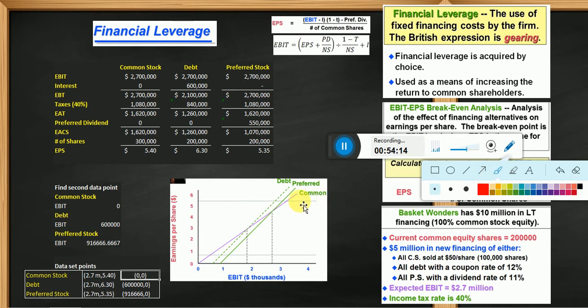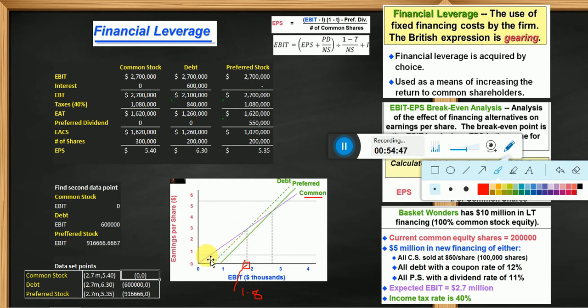It means the common stock is dominant. Up to which point? Up to this point, and this is almost 1.8. This point is the intersection; when you check where the intersection is lying on this axis, this is 1.8. So dear students, up to the 1.8 level of EBIT, the common stock is dominant.